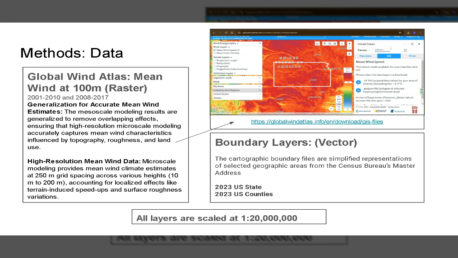And this data is very much a higher resolution data set, as there were millions of points that I surfed through and cut down. Other than my mean wind at 100 meters, I have my two overlaying vector layers, mainly my counties layer that I will use for calculations, but the state boundary just for a good visual representation of it. And all my layers are scaled at 1 to 200 million, which is not ideal, but it did work.